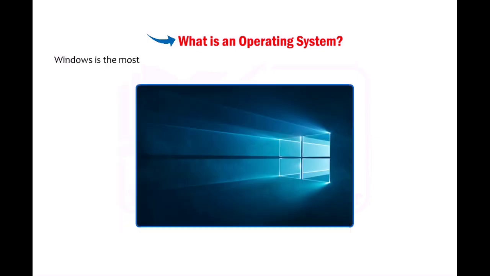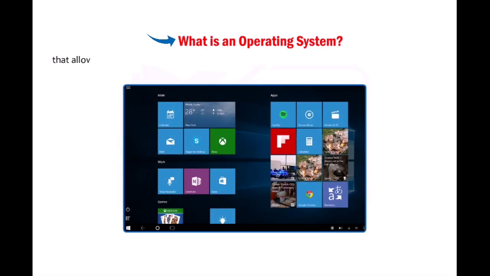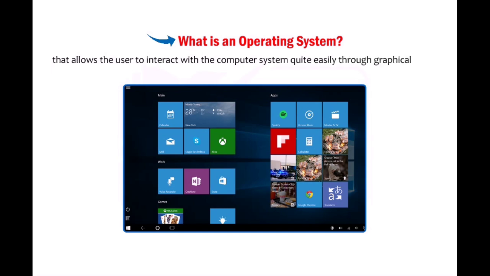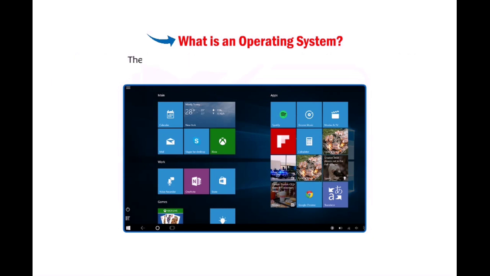Windows is the most popular operating system because it has a graphical user interface (GUI) that allows the user to interact with the computer system quite easily through graphical icons, buttons and menus. There are various versions of Windows operating system. In this chapter, we will learn about Windows 10.